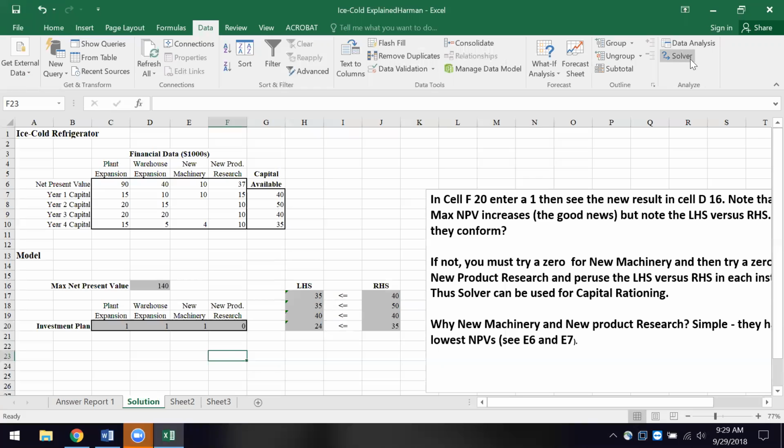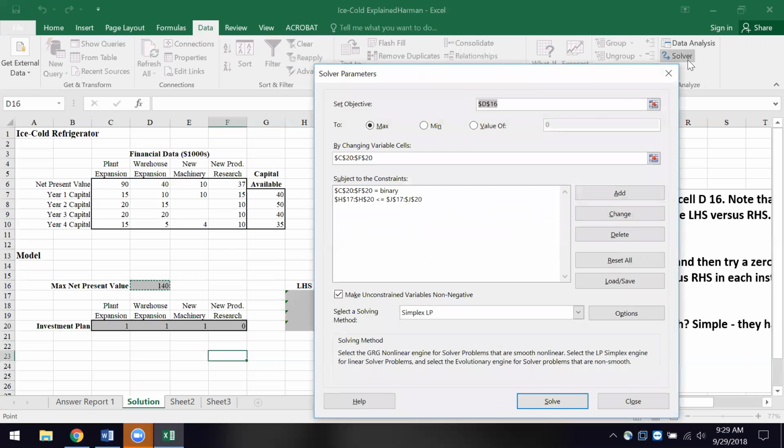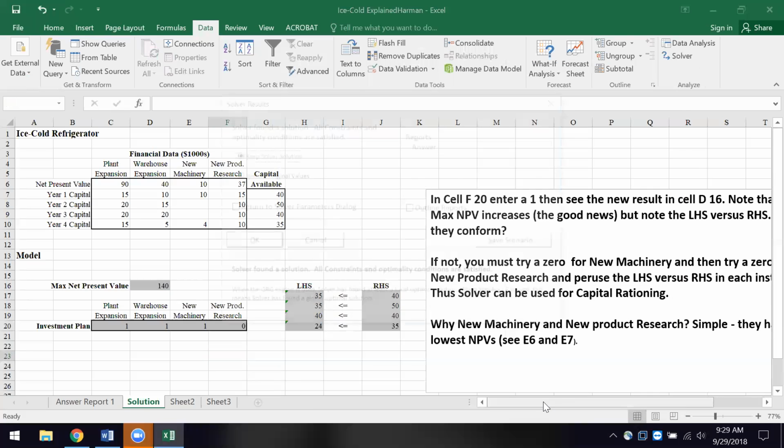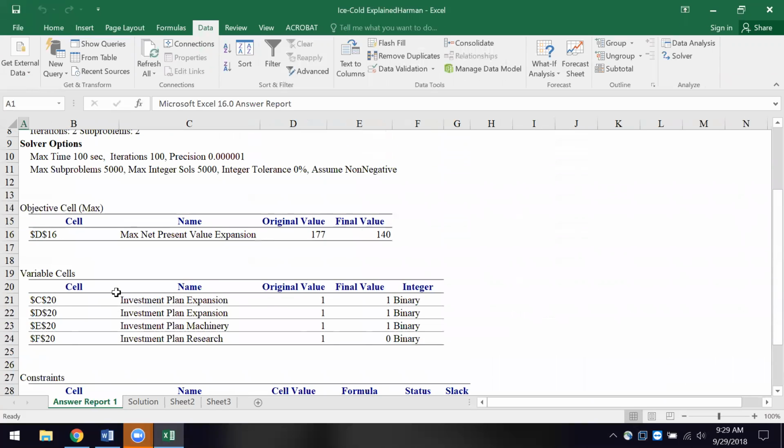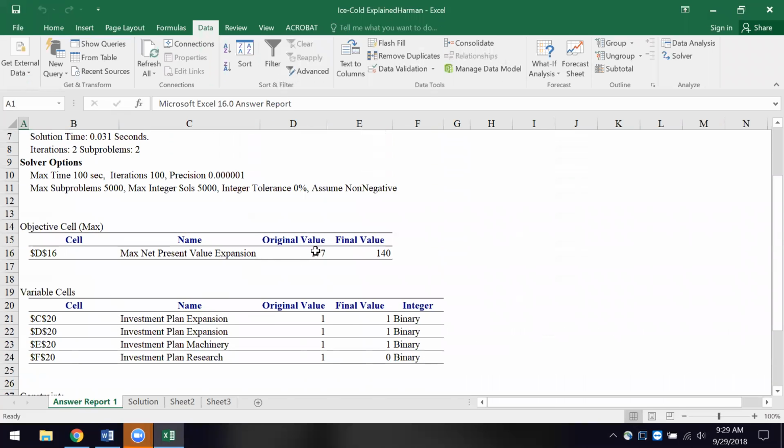Oh, it's not being nice today. I think I'm probably just inadvertently hitting help. There it is again. I'm going to maximize. I'll solve. All right. I'm going to see our new answer report. And there we are. So that's the highest value that we can get.